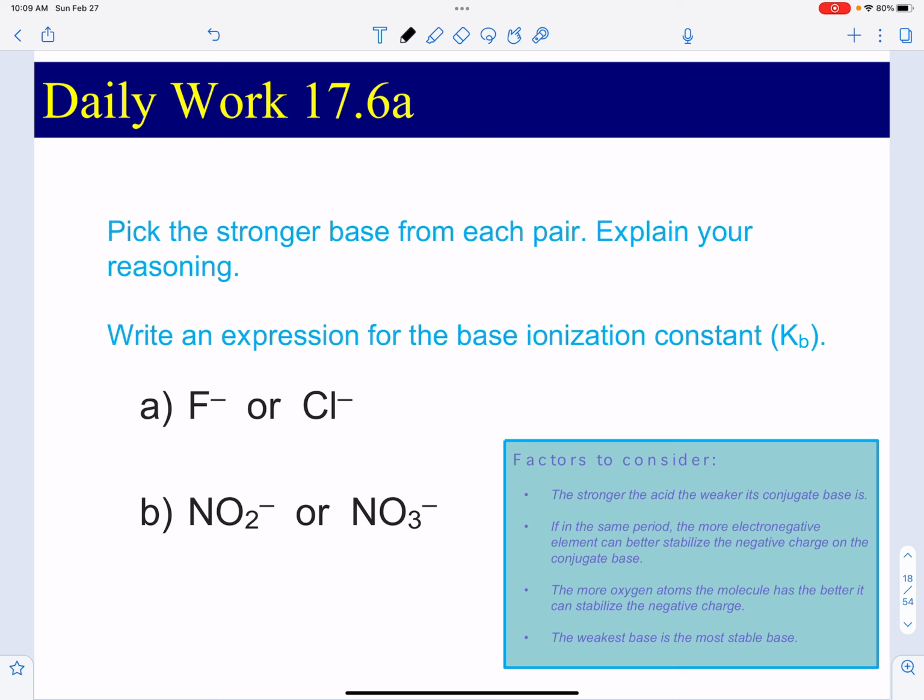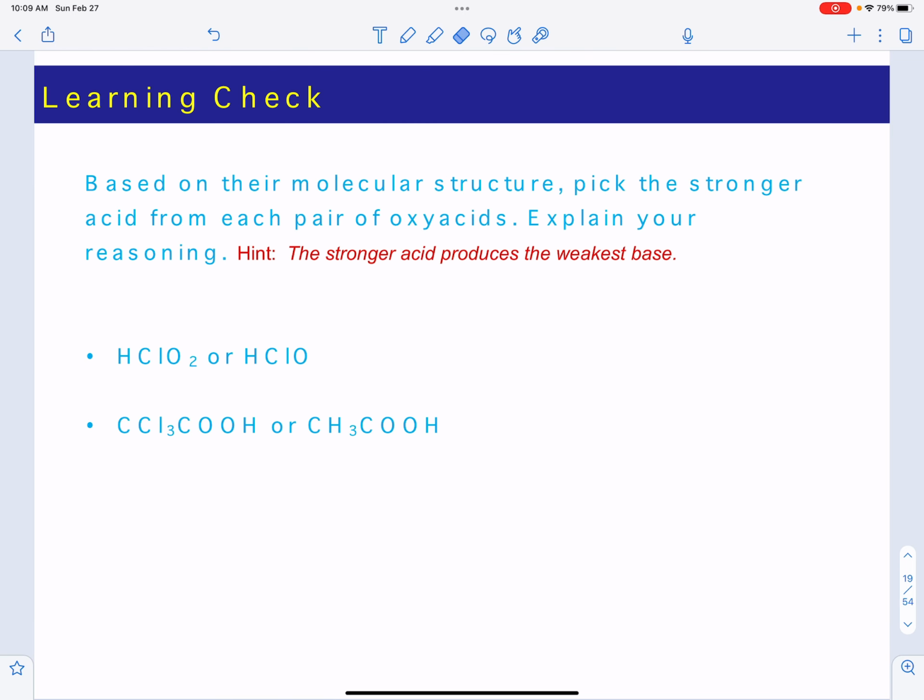So go ahead and work on what we just did on the prior learning check. And once you do that, let's do some more practice here, based on the molecular structure. We already started talking about that. Remember, I drew several Lewis structures, right? So based on the molecular structure, pick the stronger acid from each pair of oxyacids.